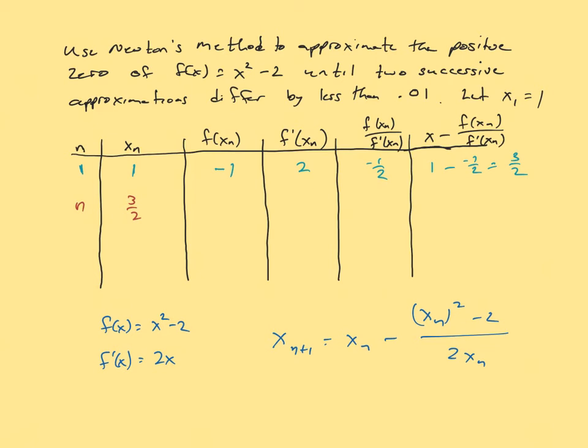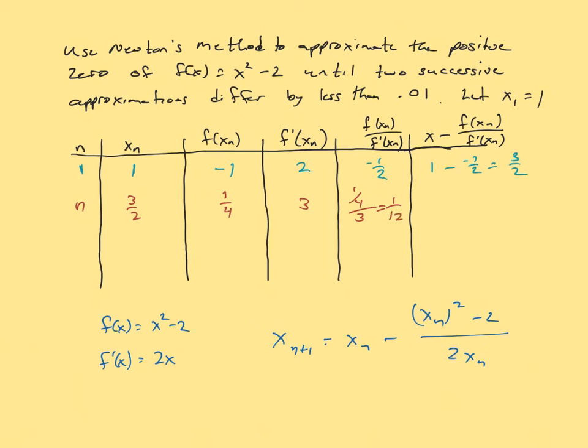Okay, so now I plug 3 over 2 in for x. When I plug 3/2 in for x, f of 3/2 is going to be 9/4 minus 2, which is going to end up being 1/4. And when I plug 3/2 into f prime, I get 3. And so this time, the fraction that we get, f of x sub n over f prime of x sub n, we're going to get 1/4 divided by 3, which is 1/12.